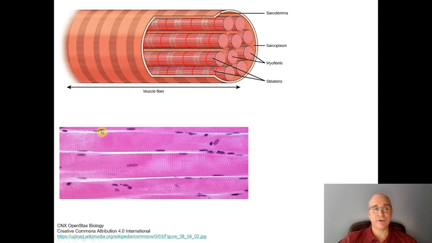Now, looking at this photomicrograph, the skeletal muscle under the microscope, you can see dark band and light band and dark band and light band, and that is what causes the striations in our skeletal muscle tissue. All of the dark bands lining up in a row, all of the light bands lining up in a row, and again and again and again. Pretty cool stuff.